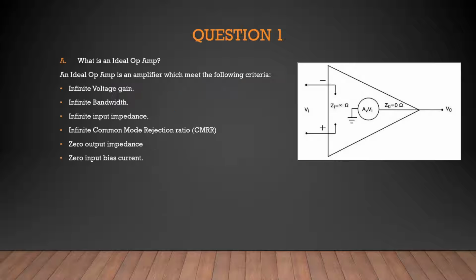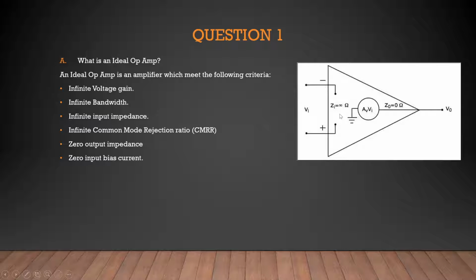So let's get started. Question 1: What is an ideal op-amp? An ideal op-amp is an amplifier which meets the following criteria. It has infinite voltage gain, infinite bandwidth, infinite input impedance, zero output impedance, and zero input bias current.